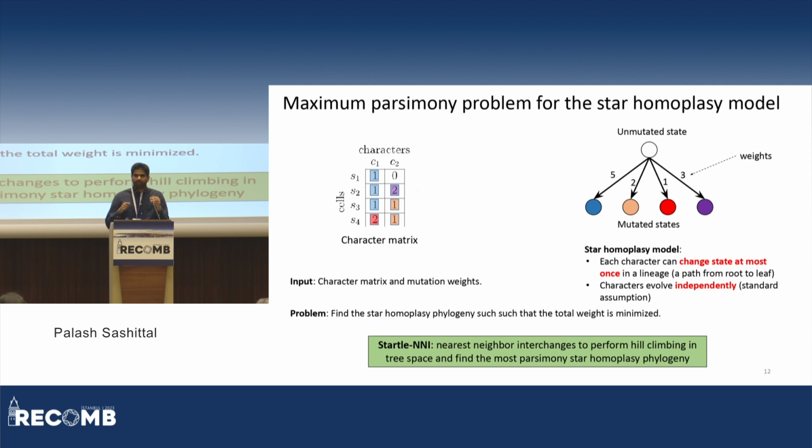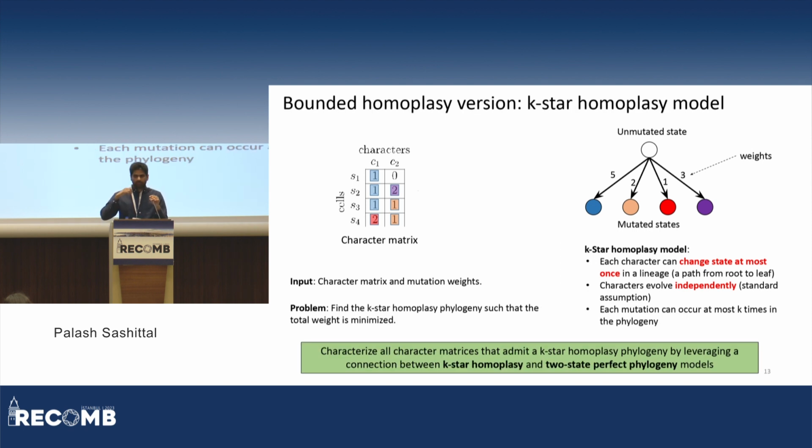But what I want to talk about today is, if you think deeply about this model, you'll realize that it doesn't really enforce any constraints on the cell lineage tree's topology. So you might end up with a tree that has a large number of homoplasies for any given mutation. And that's not very realistic. So a useful version of our model is where we bound the number of homoplasies from above. And this is the bounded homoplasy version of our model.